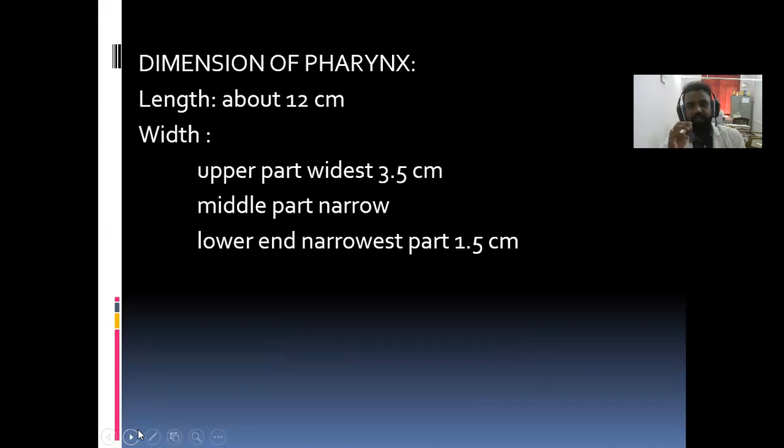Coming to the dimensions, the length is about 12 centimeters, and the width differs from the upper to the lower end. The upper part is 3.5 centimeters, the middle part is narrower, and the lower part is 1.5 centimeters. This gives us an inverted conical shape.